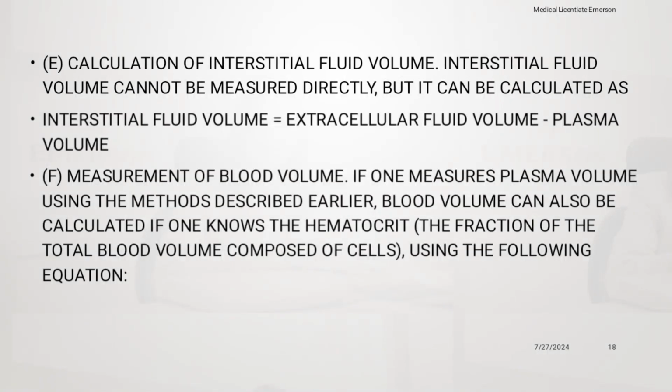Then for measurement of the blood volume, if one measures the plasma volume using the method described earlier, the blood volume can also be calculated if one knows the hematocrit, which is the fraction of the total blood volume composed of cells. Using the following equation, the total blood volume is equal to the plasma volume divided by 1 minus hematocrit. That's how you measure the total blood volume.